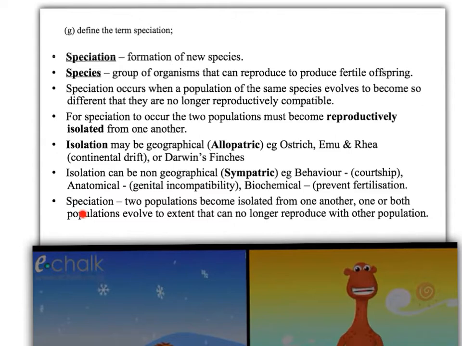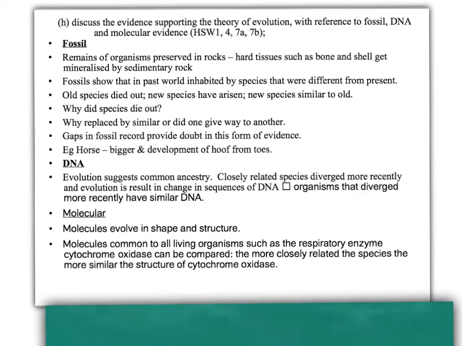Okay, and speciation: two populations become isolated from each other, and one or both populations evolve to the extent that they can no longer reproduce with others. Moving on to the next slide, okay? This looks at the evidence that we have that this evolution has occurred.